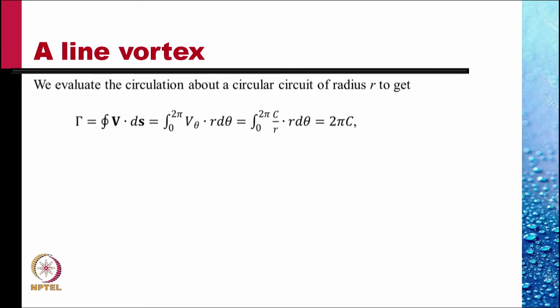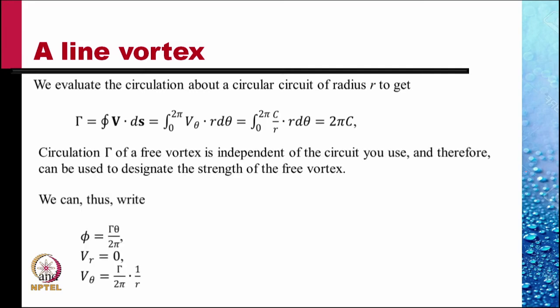Therefore, gamma can be used as a strength of the free vortex, so that in the expression of the velocity potential that we have, c theta, we could replace c by gamma by 2 pi. And if we do so, the velocity potential becomes gamma theta divided by 2 pi. The radial component of velocity is 0. The sole component of velocity is gamma by twice pi into 1 by r.